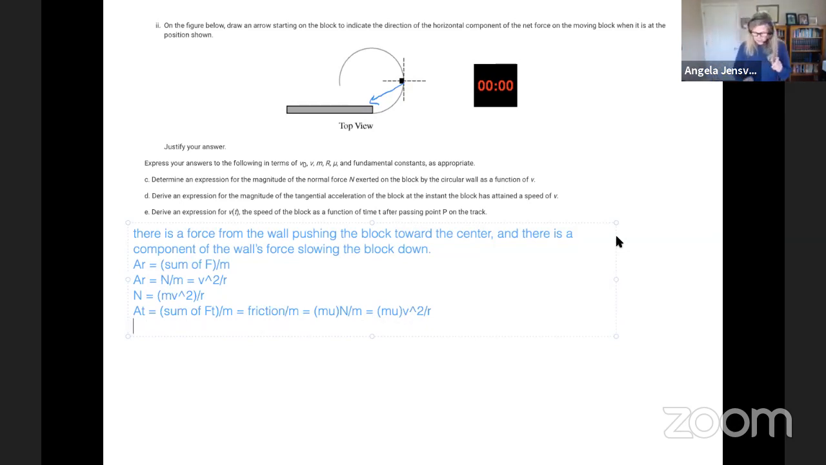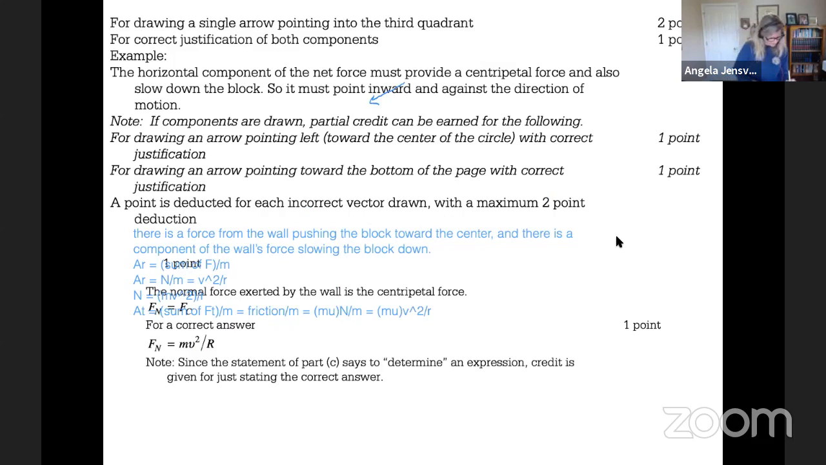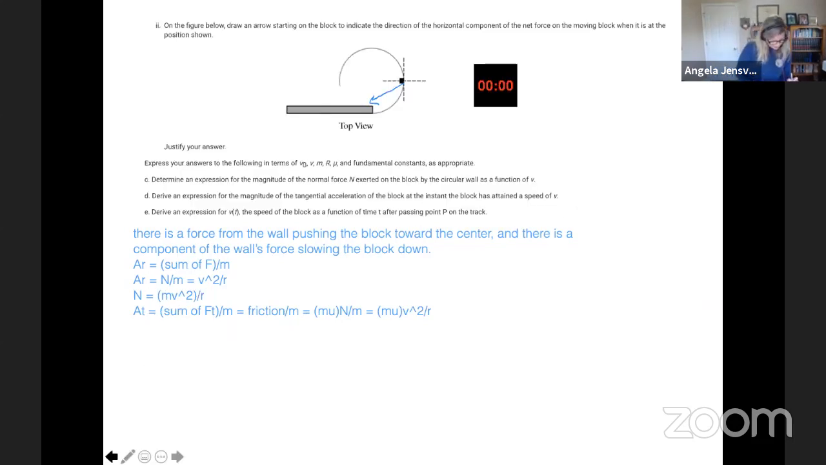Okay, part E, I'm going to abandon ship because we're running out of time and it's really hard to type this one. We've got to find an expression for the velocity as a function of time. Let me get my pen back. I have no idea what just happened. Okay, so this is what we've got, right? Acceleration in the tangential direction is mu v squared over r.